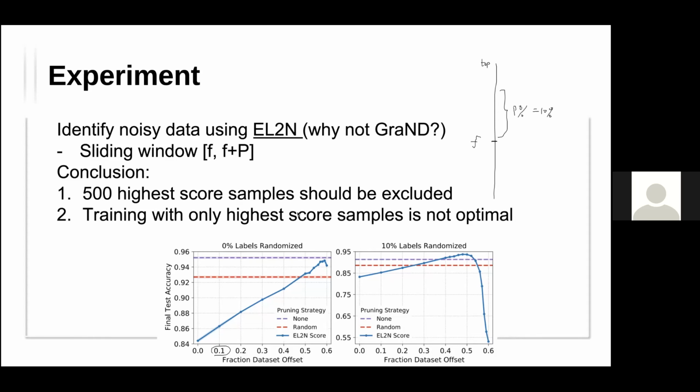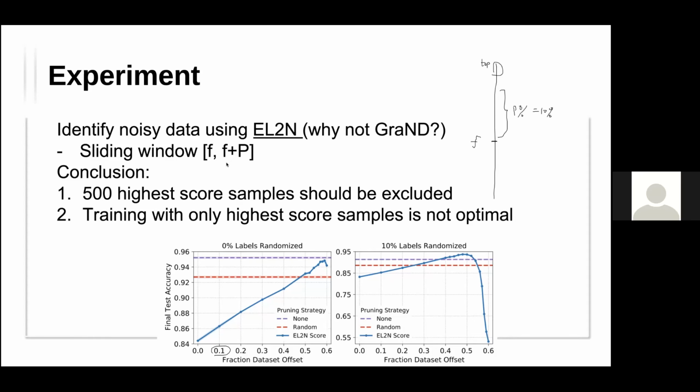I don't remember. Yeah, I see. Why the sliding window? Why do they have this design? I don't get it. The point is that the highest score samples should be excluded, so that means the top score samples might not be useful. It's totally a mess. So here the idea is whether the EL2N score can help us identify the noise data. Yeah. Right.